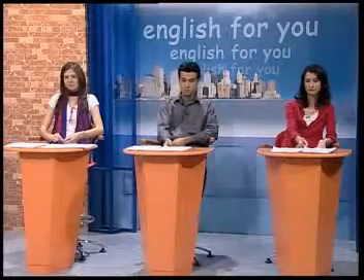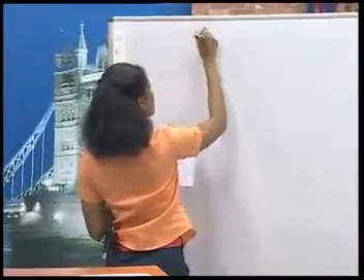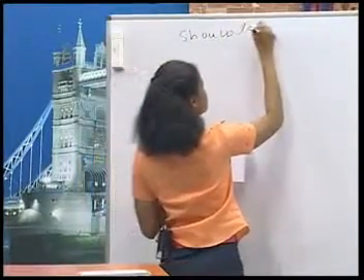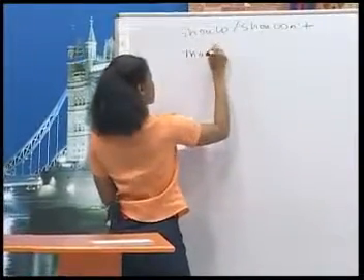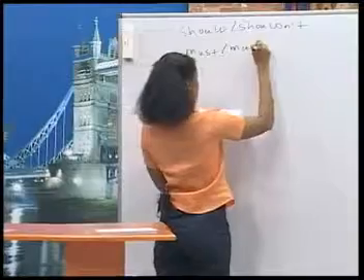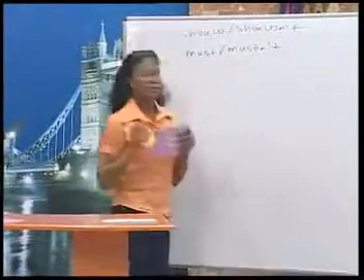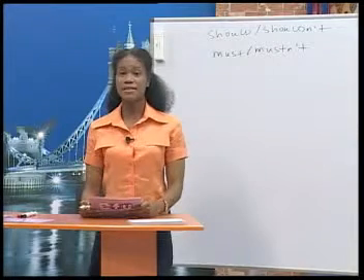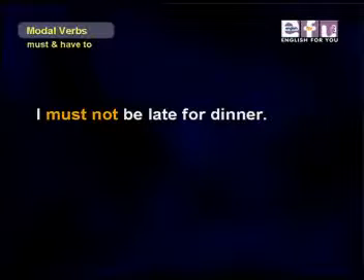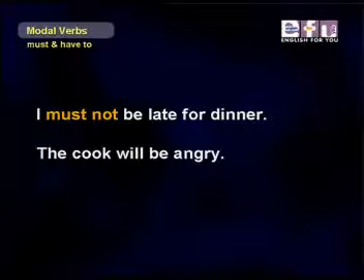Thank you, everyone. Now, let's talk about the differences between should and shouldn't and must and mustn't. We use must to say that something is very important. It is necessary. There is no choice. Take a look at these examples. I must not be late for dinner. The cook will be angry.